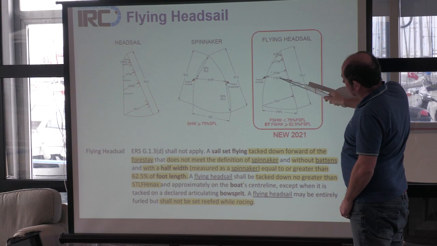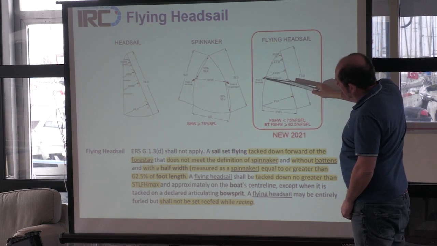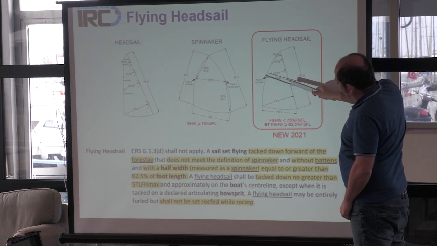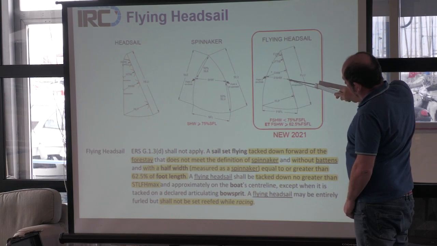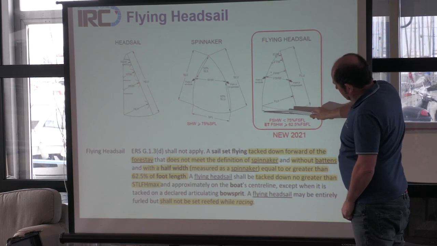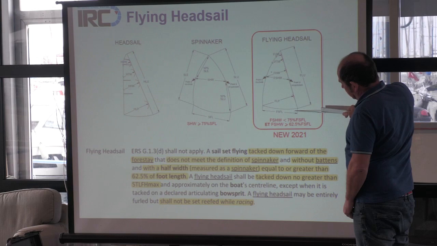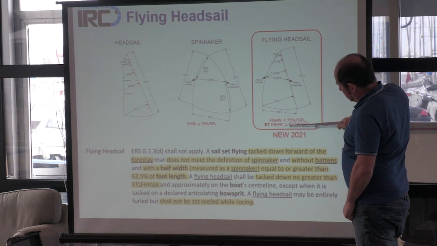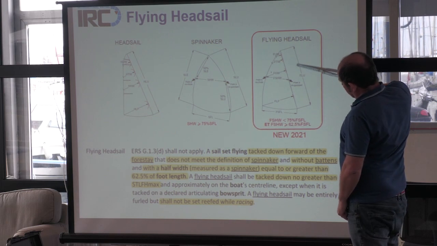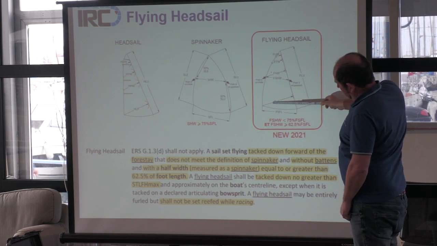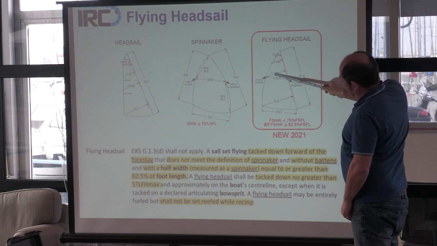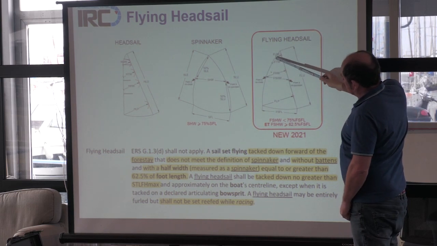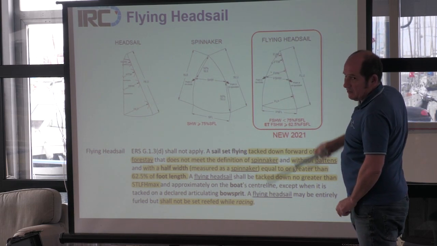Half width, measured like a spinnaker, from the half reach point to the half luff point. The foot of the sail, like spinnaker. And if you are in this ratio, the luff perpendicular, half width, 3/4 width, and upper width.